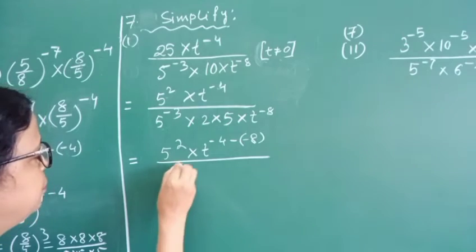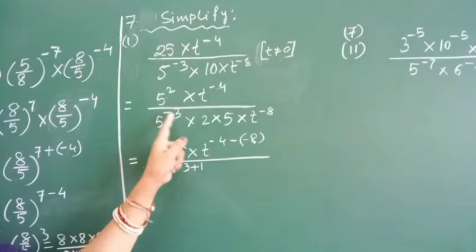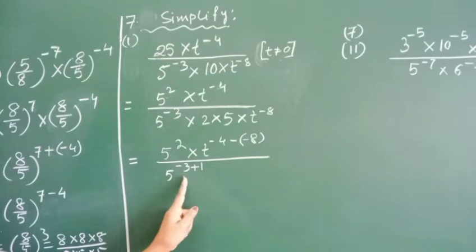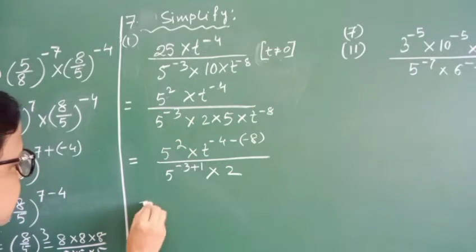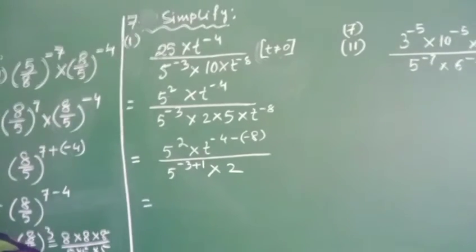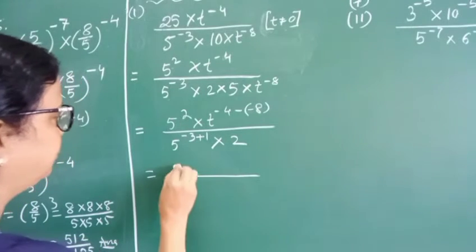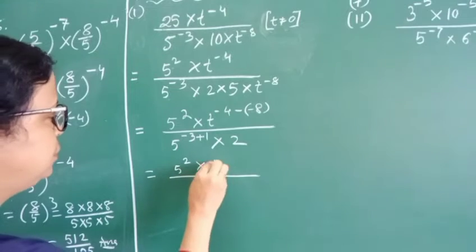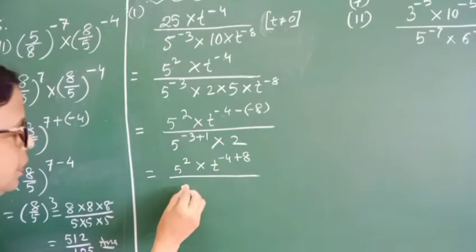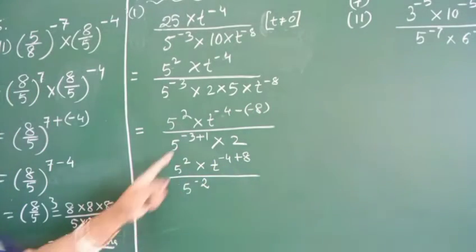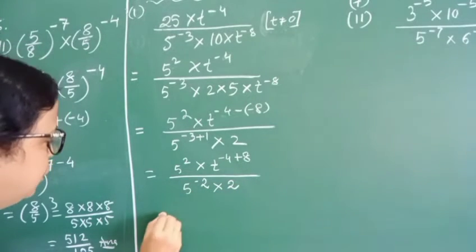Next, 5 to the power minus 3 and plus 1, 5 to the power minus 3 base 5 to the power 1, so 5 to the power minus 3 plus 1, into 2, 2 is alone here. So after that what we will do? Now 5 to the power 2 into t to the power minus 4 plus 8. Can you see? Minus minus plus, plus 8, and 5 to the power minus 3 plus 1, minus 2, and into 2. Now what we are getting here?